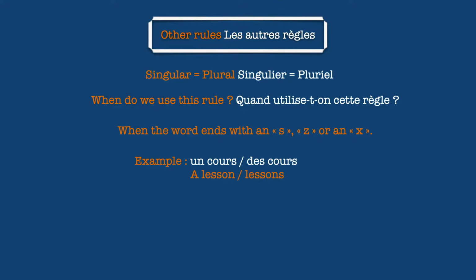An example is, a lesson, lessons. Un cours, des cours. Another example is, un prix, des prix. Pretty simple, right? But wait a minute, there are other rules that you need to know.